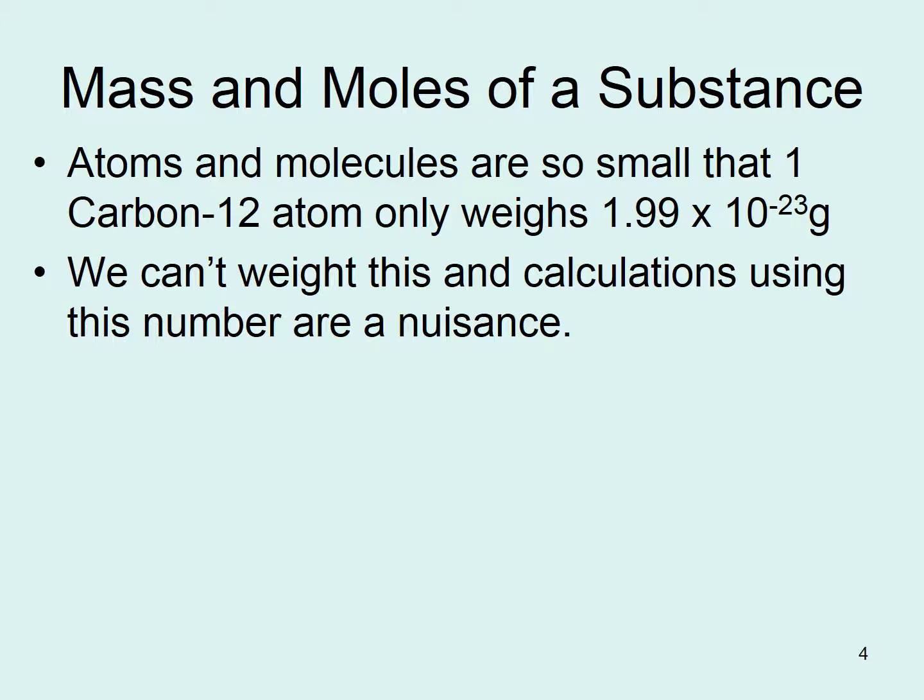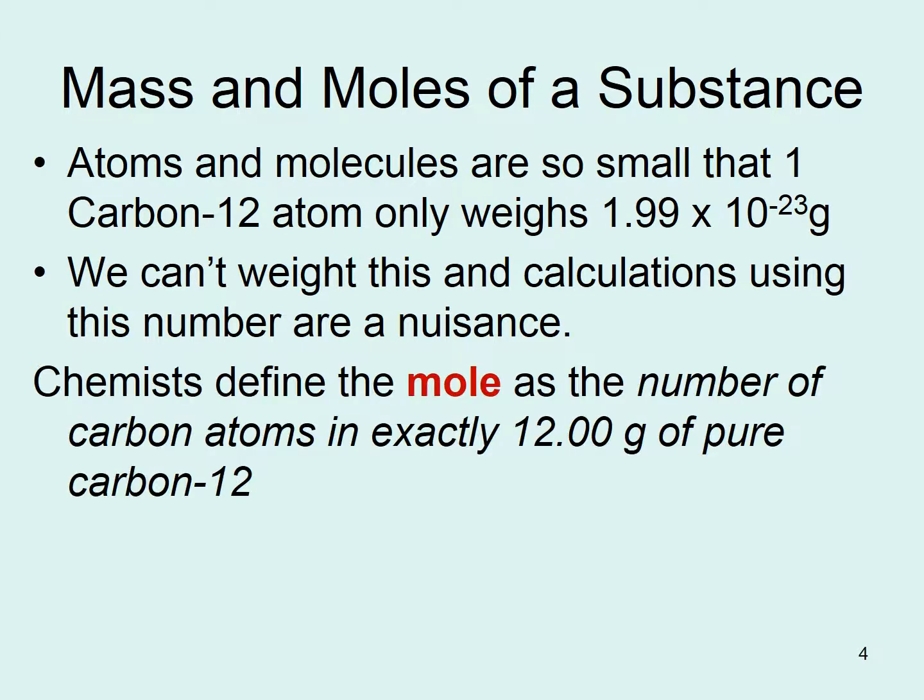Calculations using these kind of numbers are difficult. And so the term mole was defined as a way to deal with this. So a mole is, this is the official definition, the number of carbon atoms in exactly 12 grams of pure carbon-12. So if I could somehow isolate carbon-12 from the other isotopes, and I weighed exactly 12 grams of this carbon-12, I would have 1 mole of carbon atoms.